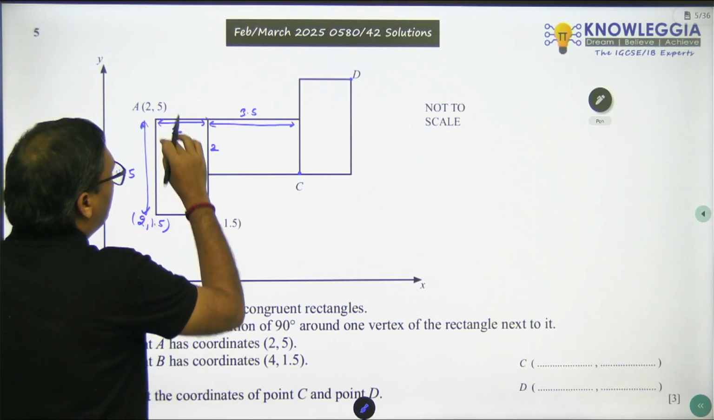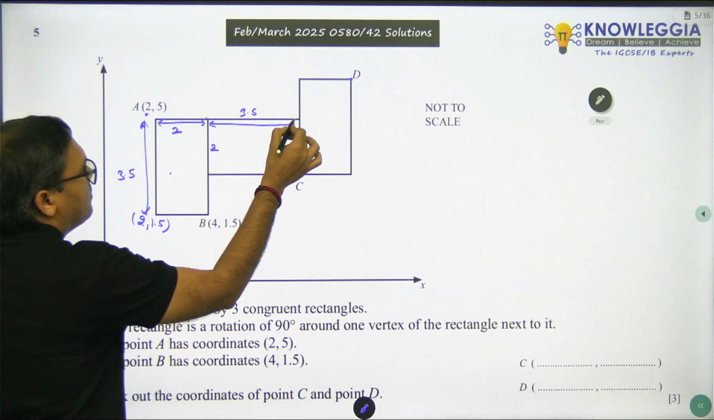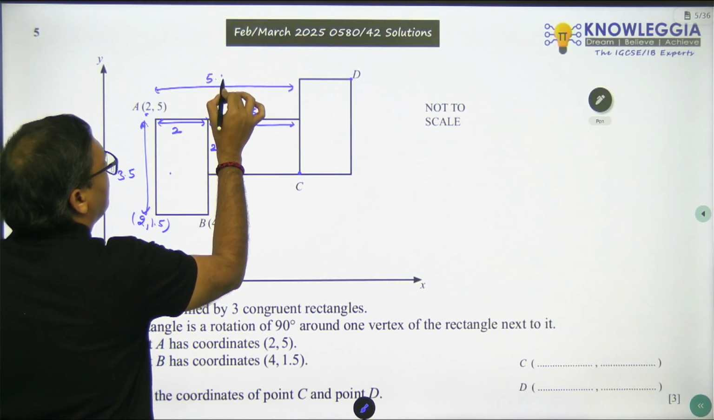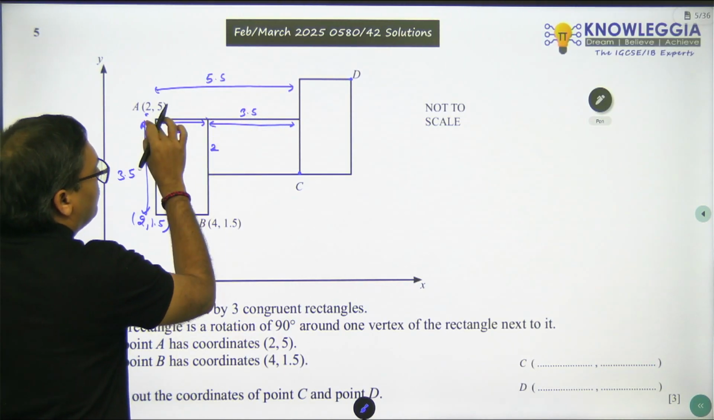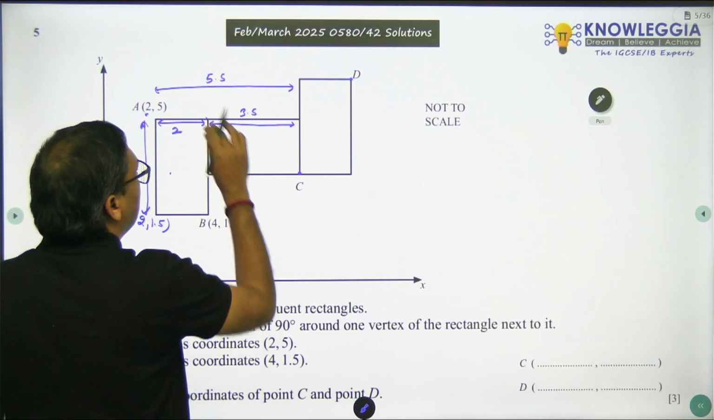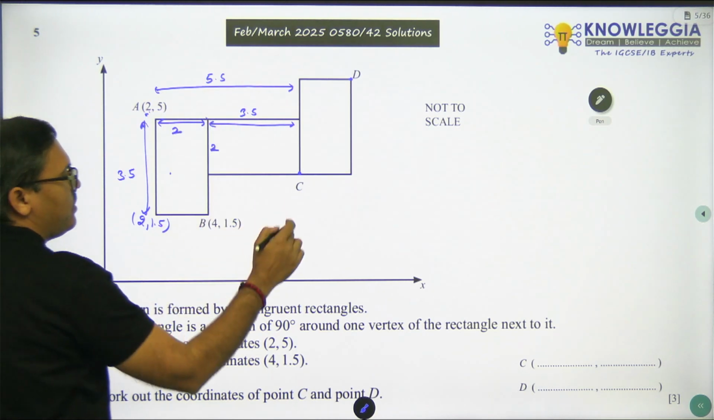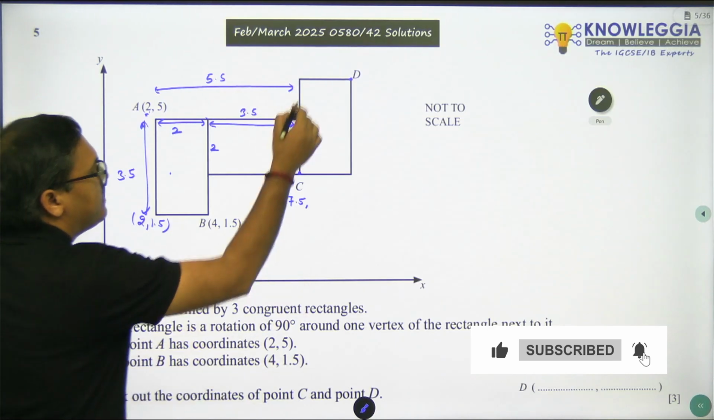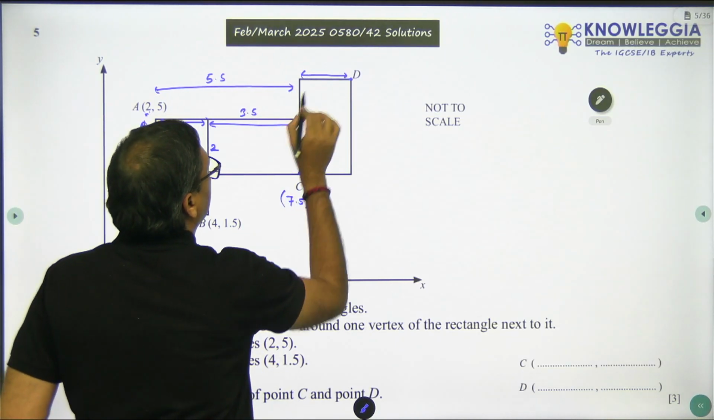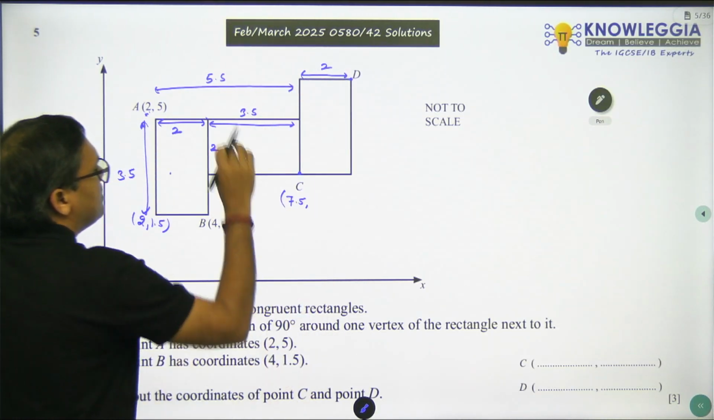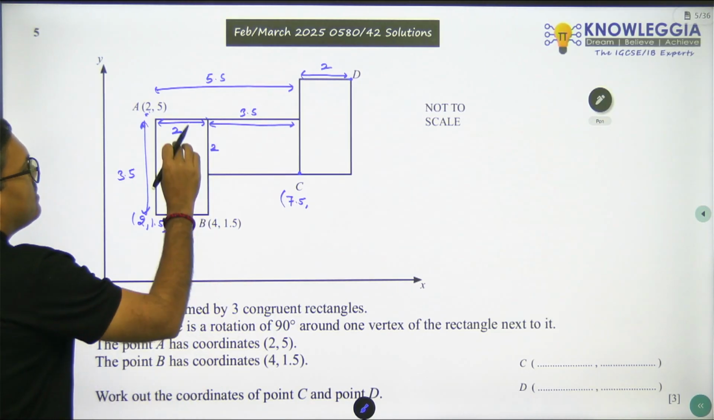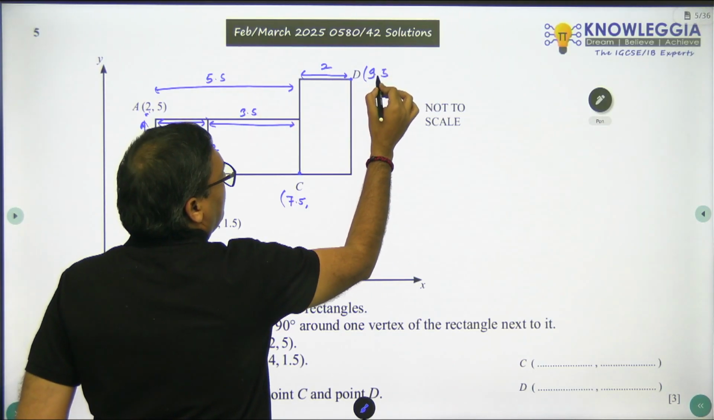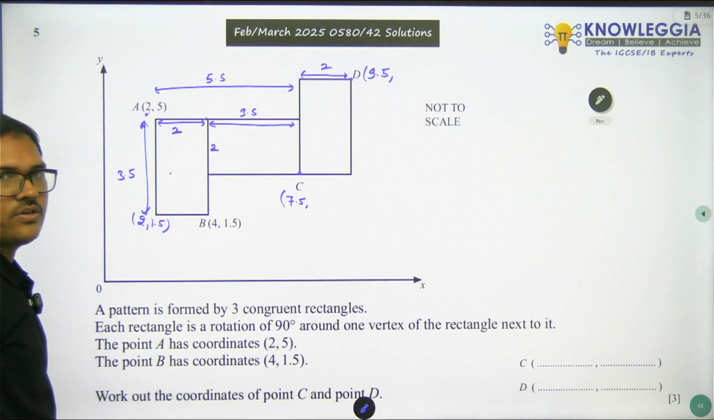So what is the coordinate of C? You can see this coordinate is 2 and this length is 5.5. This total length is 5.5, right? This is 2 plus 3.5. So on this line, the x coordinate will be 2 plus 5.5, which is 7.5. Okay. And for D, what is this length? This length is 2. So this is 7.5 plus 2, that is 9.5. So I got the x coordinates of both C and D.